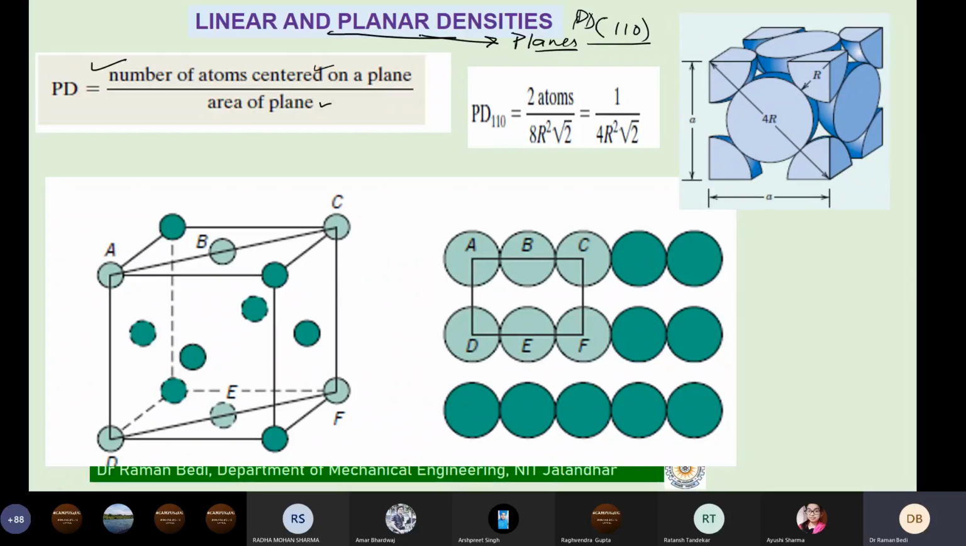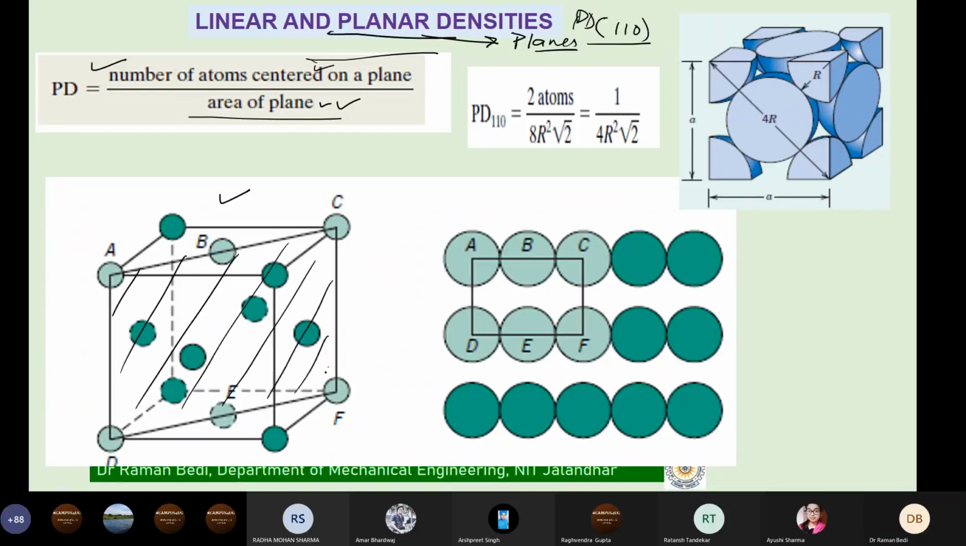This planar density concept is applicable for any system, whether cubic or non-cubic. The definition of planar density and linear density remains the same. So the number of atoms centered on the plane, again complete ones will be counted, divided by the area of the plane which is available to us. If I look at this figure here, I can see a plane which is indexed here, let us say this one. Can someone tell me what is the Miller indices of this particular plane, which we have shown here with a sectioned view?